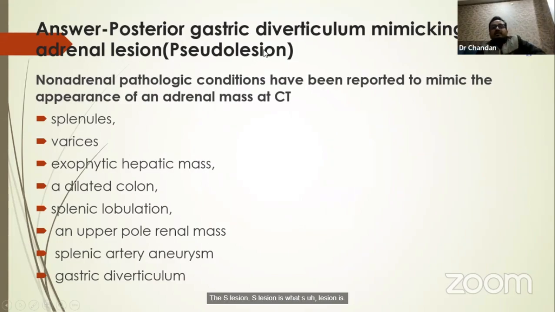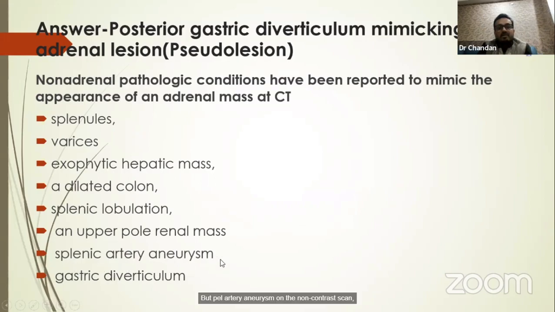What is a pseudo lesion? Pseudo lesions are non-adrenal pathologic conditions that have been reported to mimic the appearance of an adrenal mass on CT. This is the important feature. And the differential diagnosis of pseudo lesions includes splenomegaly, varices, exophytic hepatic mass, dilated colon, splenic lobulation, upper pole renal mass, splenic artery aneurysm, and gastric diverticulum.